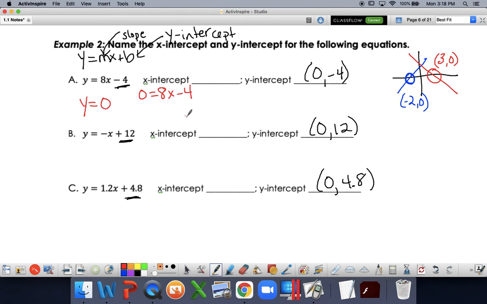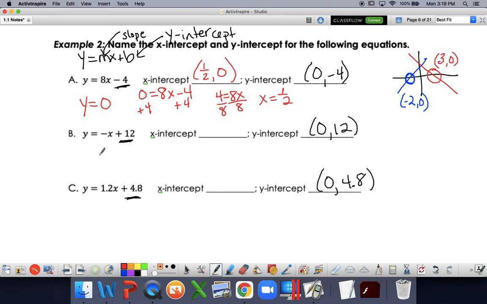Now I must remember how to solve these, right? Just getting some practice with our algebra, some two-step equations. I want to isolate the 8x, so I add 4 to both sides. And then I divide by 8. So I wind up with x is equal to 4/8, and I am going to simplify that down. It is 1/2. And remember, it's a coordinate point, so it should have both x value and y value.